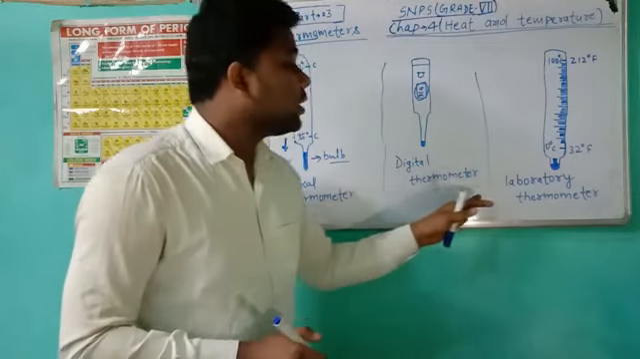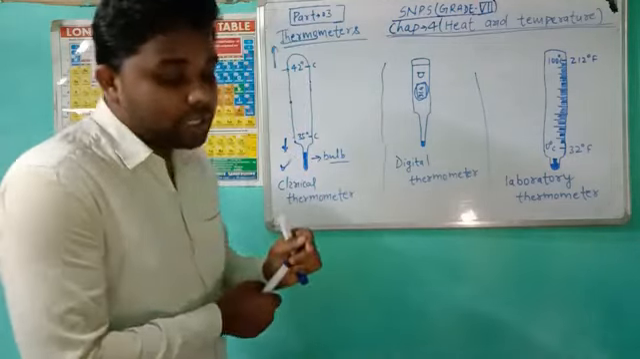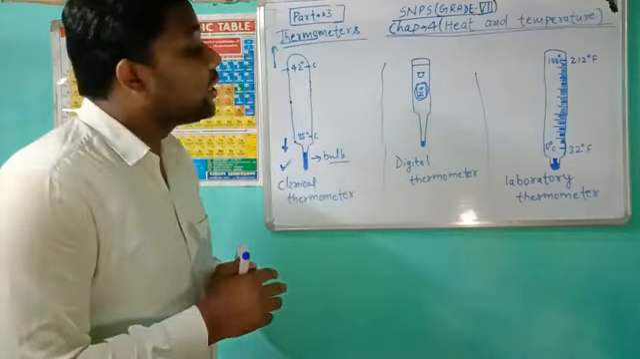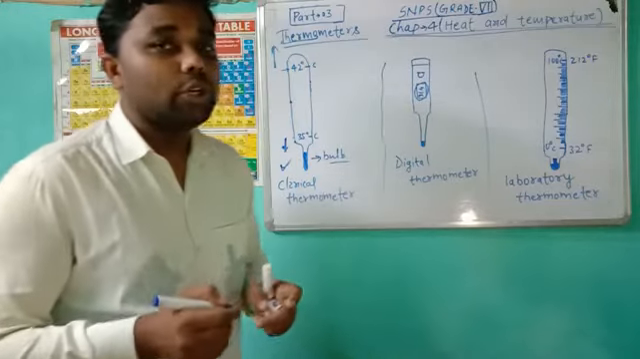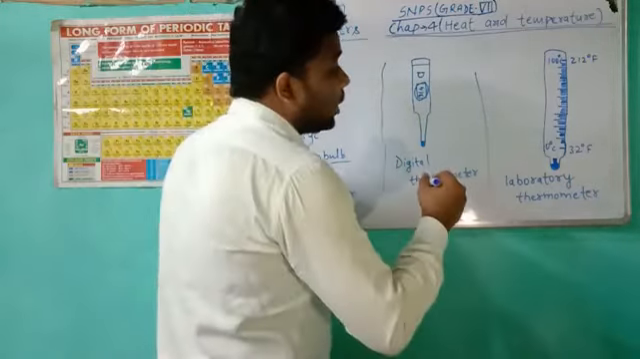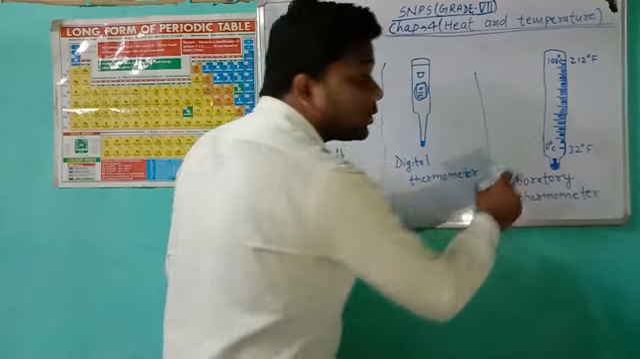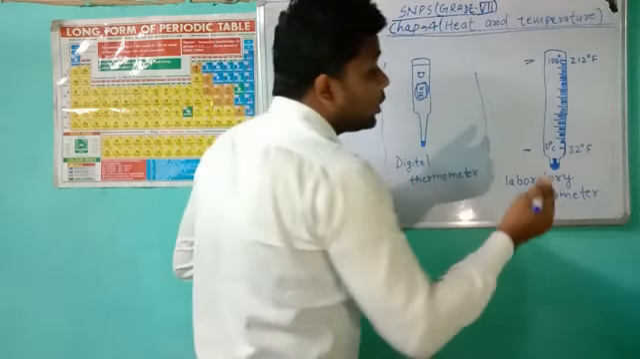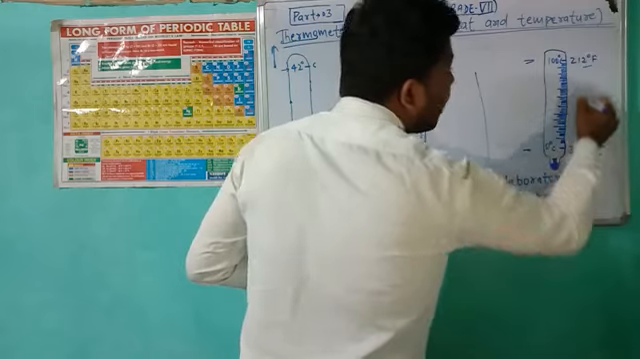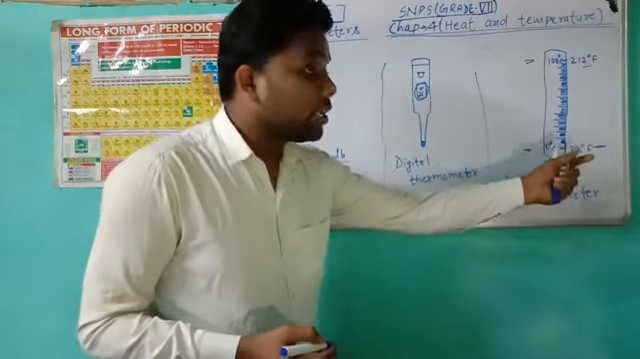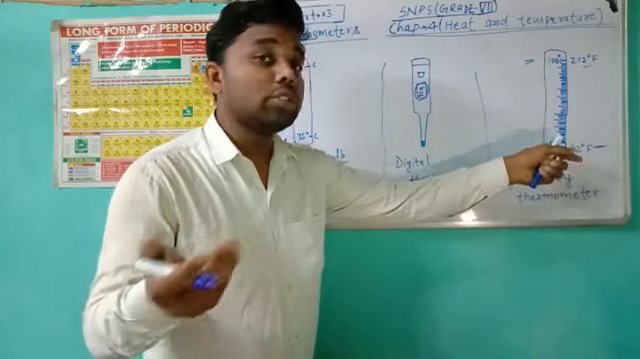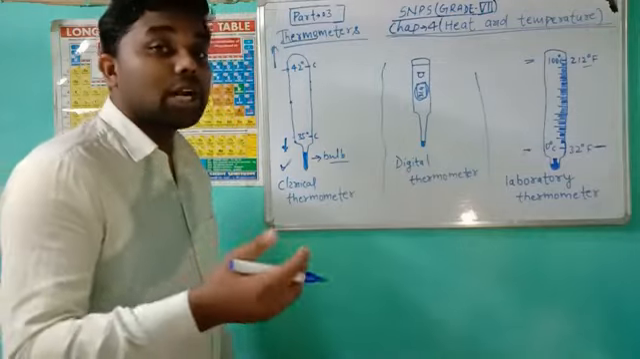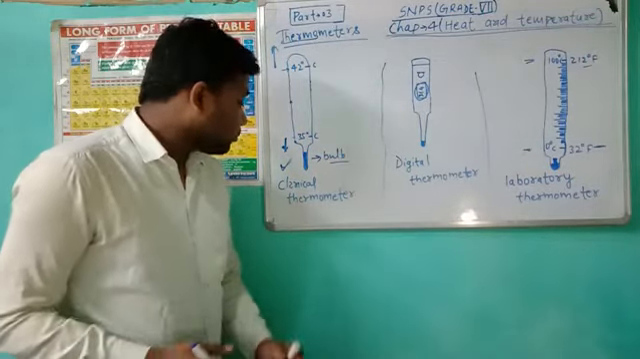And the last one is the laboratory thermometer. It is used in laboratories, so it is called a laboratory thermometer. It usually measures the temperature of hot water, and it has a range of 0 degrees Celsius to 100 degrees Celsius, or 32 degrees Fahrenheit to 212 degrees Fahrenheit. Both are the same: 0 degrees Celsius and 32 degrees Fahrenheit are the same, and 100 degrees Celsius and 212 degrees Fahrenheit are the same. So this is all about the thermometers.